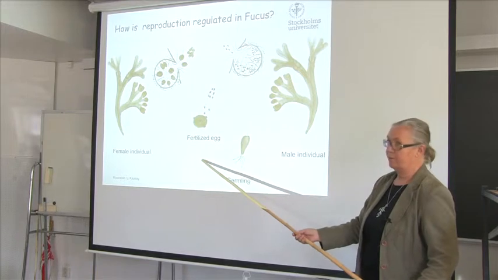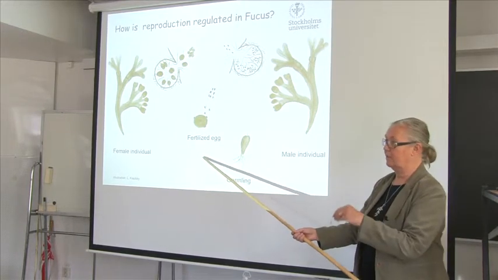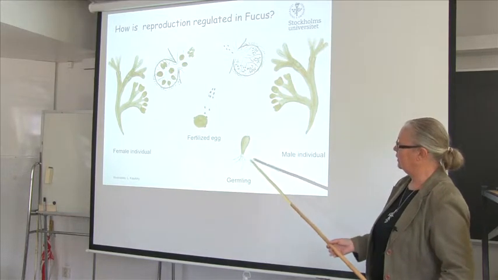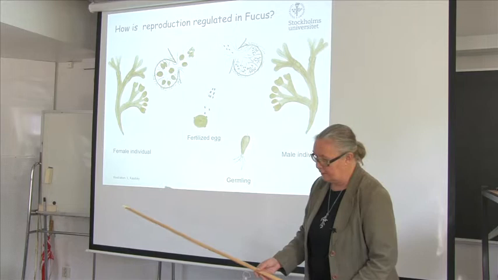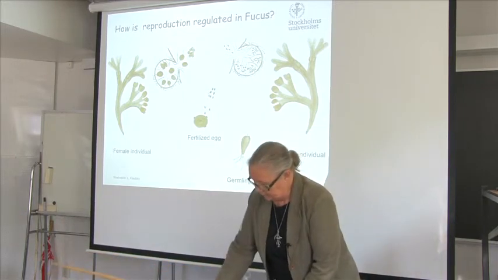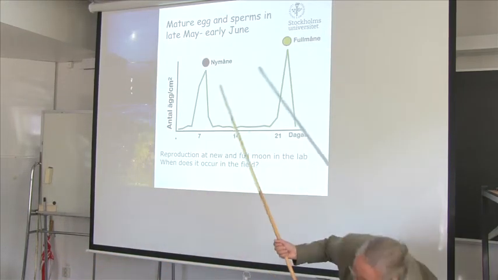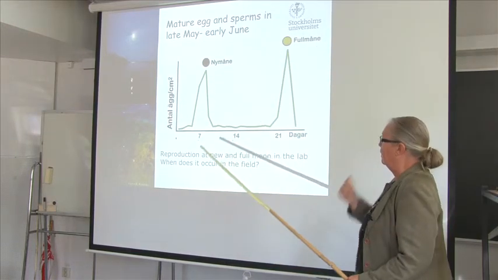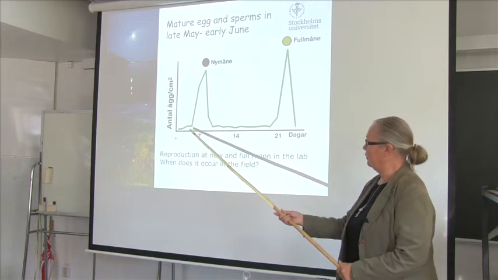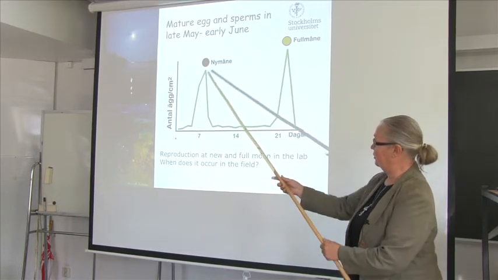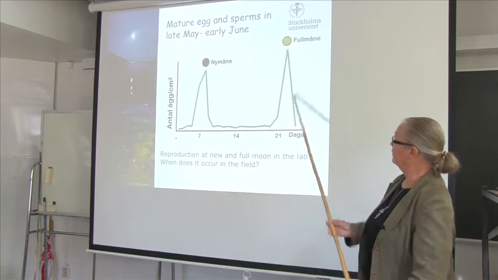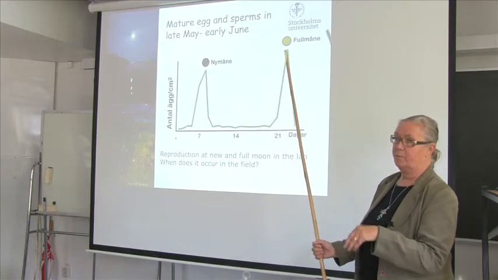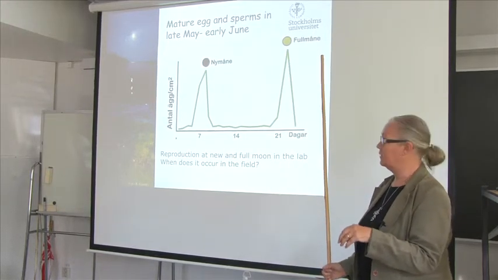The egg gets down, and we talked about that it's important that it attaches very quickly to the hard substrate, and then it produces a germling, and then it gets either male or female again. The egg and sperm gametes mature during full moon and new moon. These are the main reproductive times of Fucus vesiculosus.